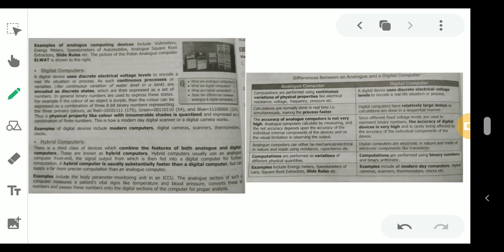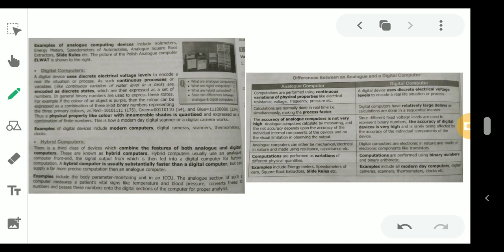The hybrid computer is usually substantially faster than a digital computer, but can supply far more precise computation than an analog computer. For example, body parameter monitoring in the ICCU. The analog section of such a computer measures the patient's vital signals like temperature and blood pressure, converts these to numbers, and passes these numbers into the digital section of the computer for proper analysis.